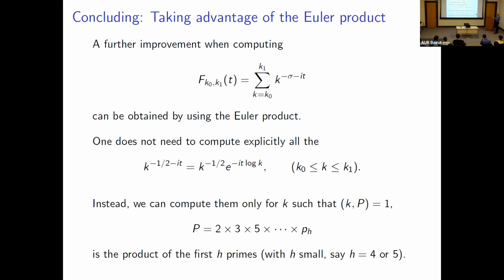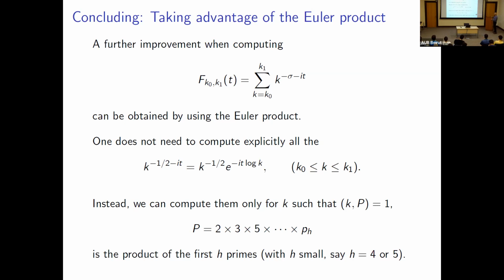So here's the Dirichlet polynomial we're looking at. The observation is that you don't need to compute all the terms in this polynomial. You can pick a number p, which is a primorial, a product of the first h primes, and then just compute or consider the terms here where k is relatively prime to p. So say p is equal to 2, right? Then you'd be looking at k which are odd, right?